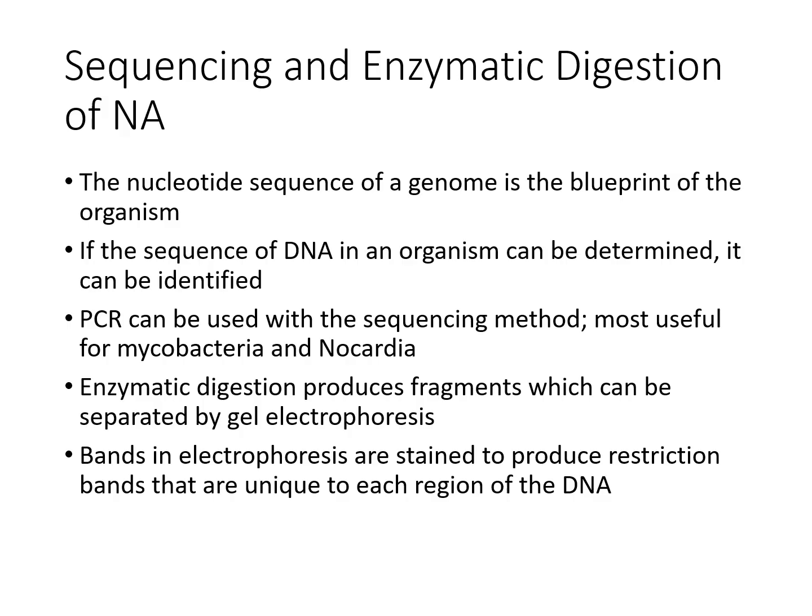The nucleotide sequence of a genome serves as the blueprint for an organism. Identifying an organism is possible by determining its DNA sequence. PCR combined with sequencing is especially useful for identifying mycobacteria and Nocardia species.